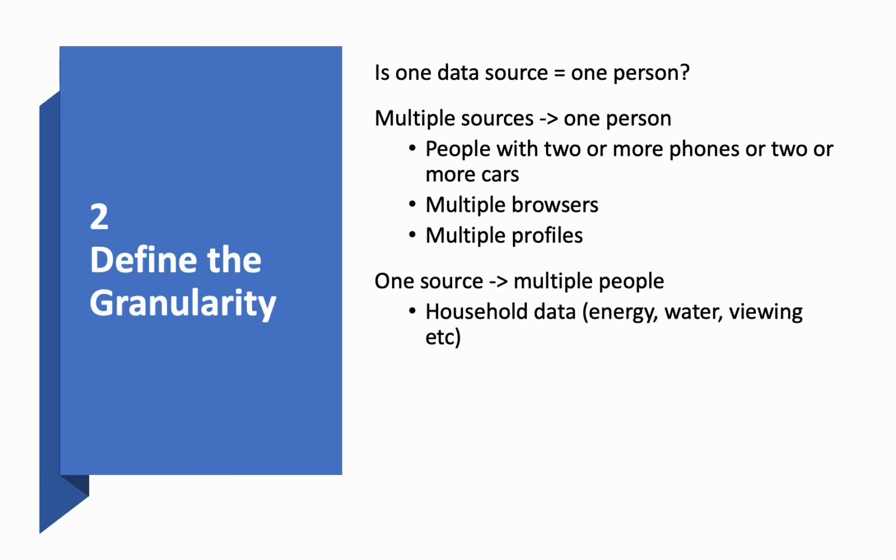We also sometimes have one source leading to multiple people. So any data about households, the energy consumption per household, the water, in some cases, the viewing, streaming behaviour of the household isn't going to break down into individuals unless somebody lives on their own.